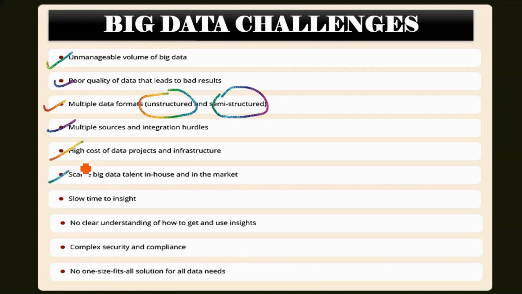Now next we have high cost of big data projects and infrastructures. Then scarce big data talent in house and in the market. Not many people or talents do we have yet in big data. Slow time to insight simply means that data is very large, so it will take a good amount of time for any insights or derivation of information. No clear understanding of how to get and use the insight. It is one of the good challenges, as we cannot clearly state what the insights are, what the information is that we are getting.